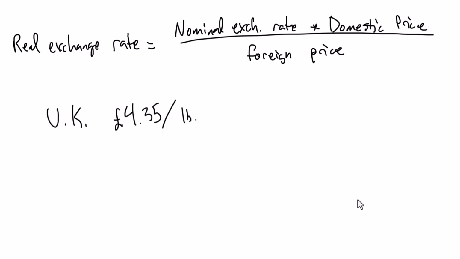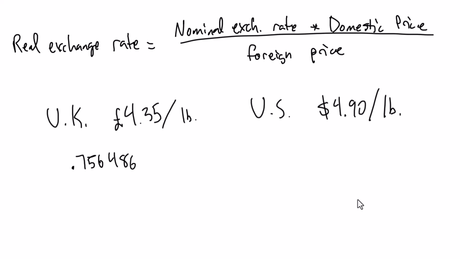I found another company in the US called Oxbow Cattle Company, which sells their whole beef at a price of $4.90 in US dollars per pound of meat. We can also look up the nominal exchange rate in September 2024, which was 0.7564869 pounds per dollar. We can use all three of these pieces of information and plug them in to our equation to figure out our real exchange rate.